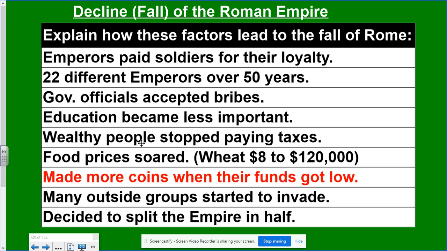So they figured, you know what, I'm going to just stop paying taxes. So you tell me why it's bad that even the rich and wealthy people stop paying taxes. Why is that a bad thing? The food prices, believe it or not, are going to skyrocket. They're going to soar. And there's a couple different factors in this.